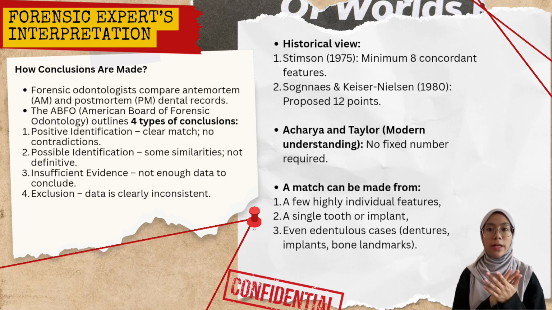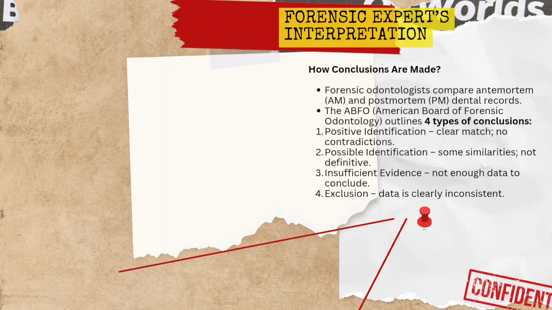First, a positive identification, where records match in detail with no contradiction. Second, a possible identification, when similarities exist but are not definitive. Third, insufficient evidence, when there is not enough data to conclude. And lastly, exclusion, when data is clearly inconsistent.